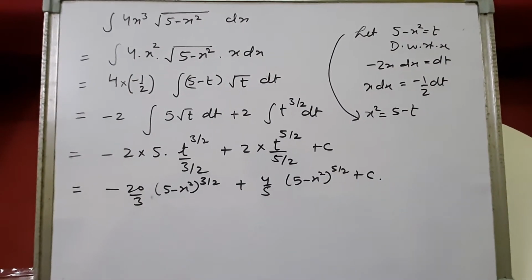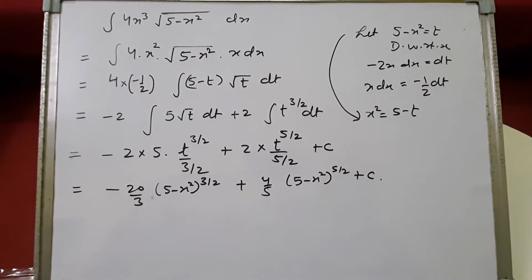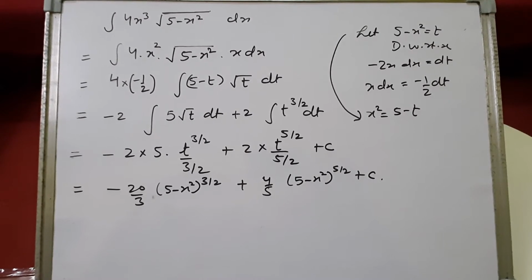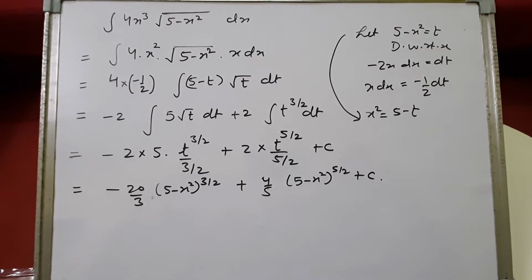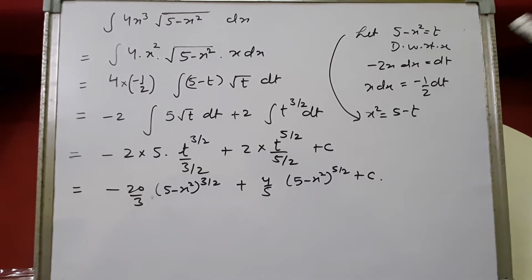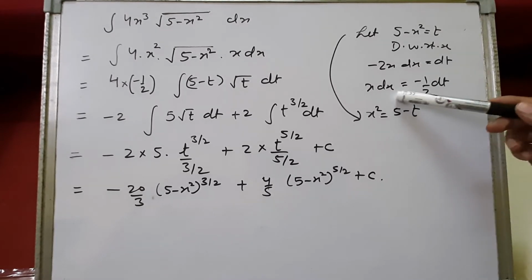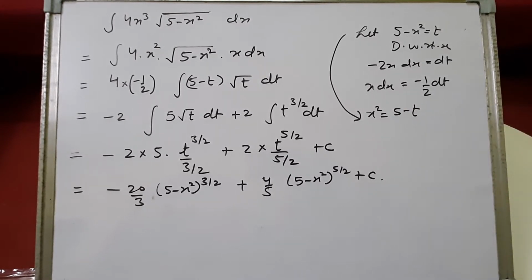Let's see another sum. Children, in this sum, it is given that integrate 4x cube into under root 5 minus x square dx. So what we are going to assume? We are going to assume that 5 minus x square equals t. So if we do that and differentiate with respect to x, we will get minus 2x dx equals dt, right? And the value of x dx will become minus 1 by 2 dt.